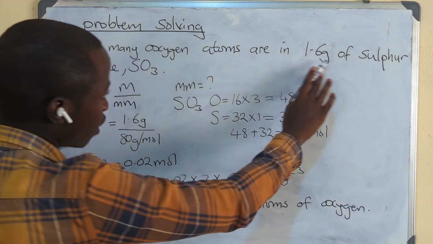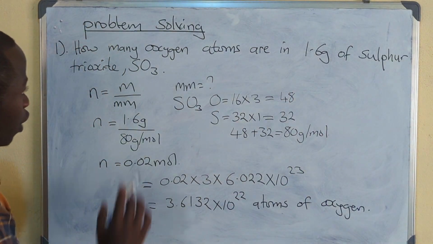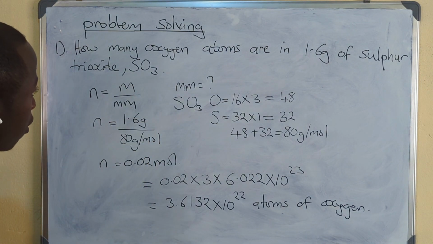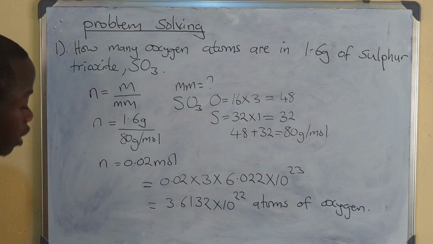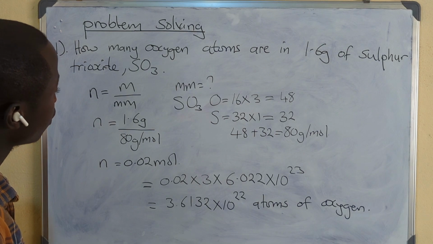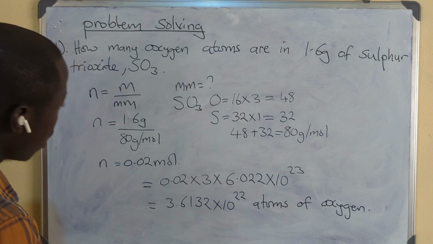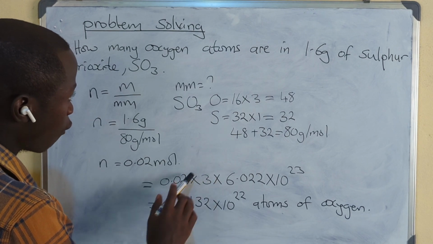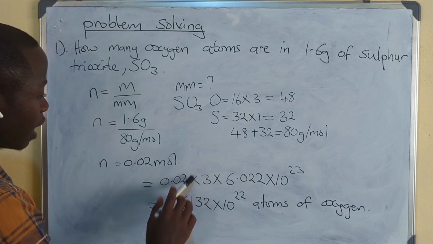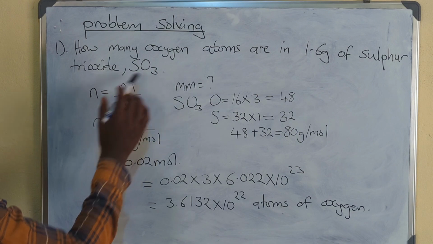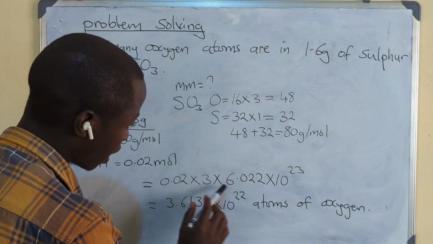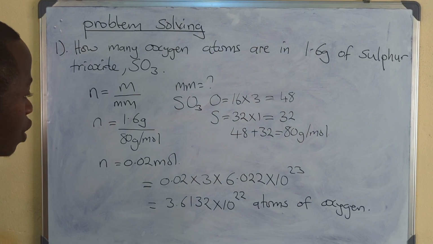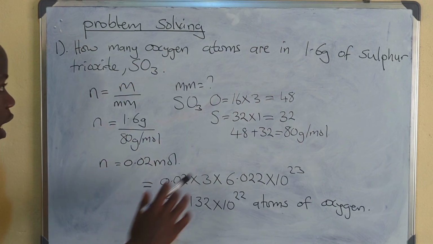So when given the mass of a compound, you calculate its number of moles. The number of moles, you then multiply by the number of atoms of that element contained in the compound, multiplied by the Avogadro constant. So that's how we find the number of oxygen atoms in a compound given the mass.